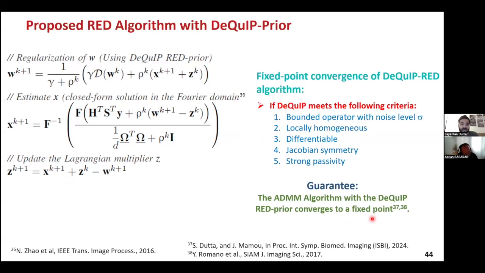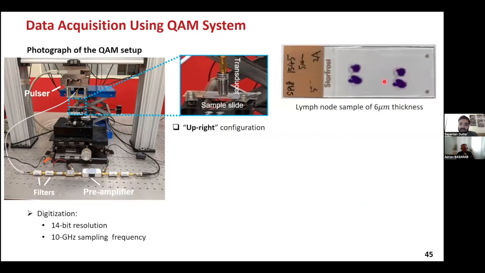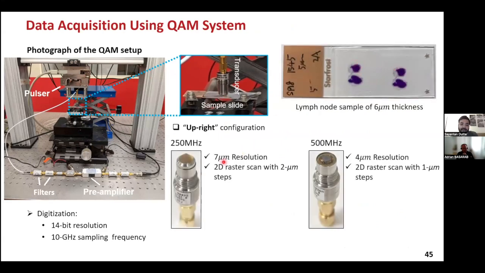Now let's have a look at the results. Okay, so first, how we acquired the data. This is our QAM setup that we used here at Cornell. This is the acoustic microscopy system, and this is the transducer, where this thin glass plate is placed under the transducer. This is the glass plate sample. We scanned a small region in the glass plate using two different ultrasound transducers at 250 megahertz and 500 megahertz, with two different resolutions.